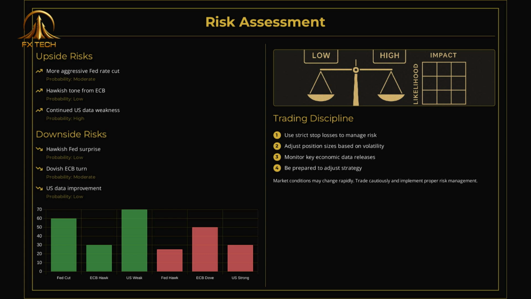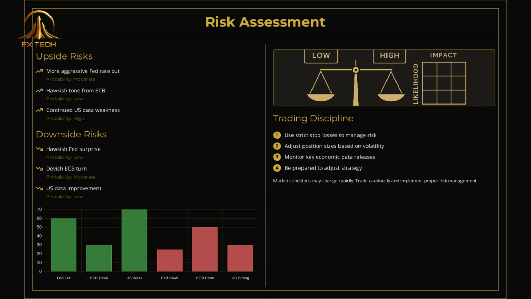On the left, we have outlined the upside and downside risks. The main upside risks include a more aggressive than expected Fed rate cut and continued weakness in US economic data. The main downside risks include a hawkish surprise from the Fed and a dovish turn from the ECB. The bar chart below provides a visual representation of the probability of each of these risks. On the right, we have an image that represents the importance of risk assessment in trading.